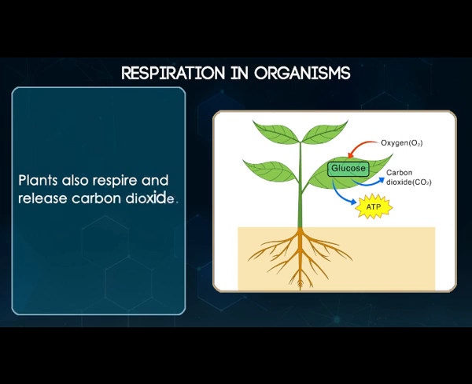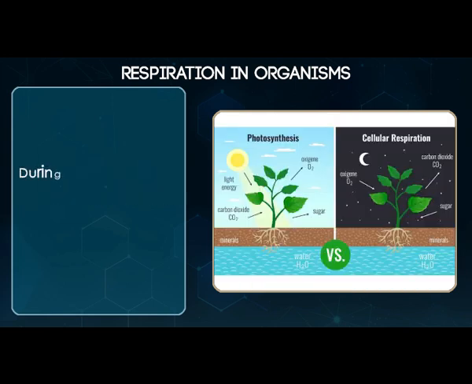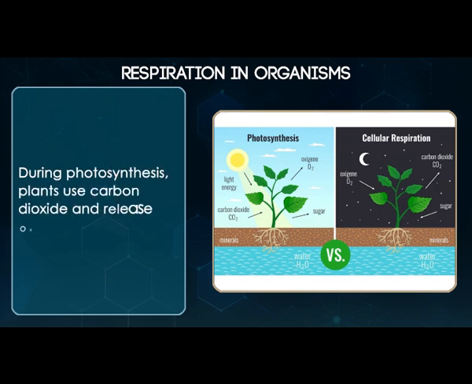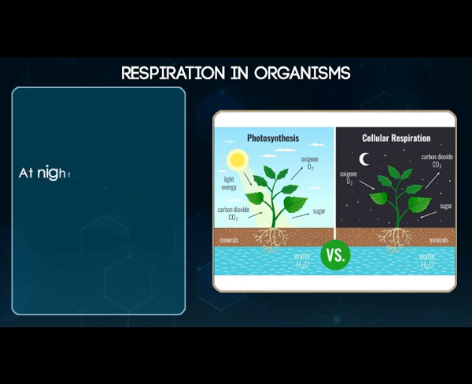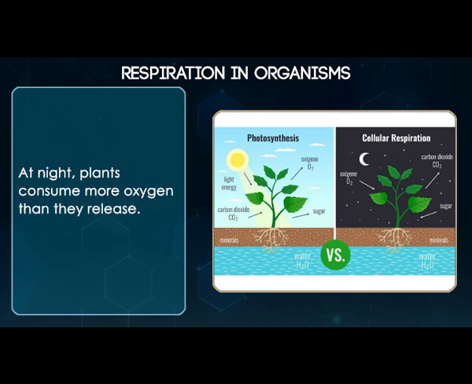Plants also respire and release carbon dioxide. During photosynthesis, plants use carbon dioxide and release oxygen. At night, plants consume more oxygen than they release.